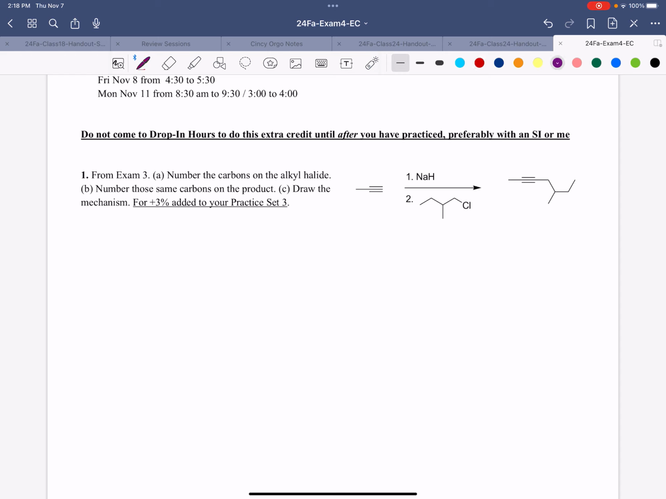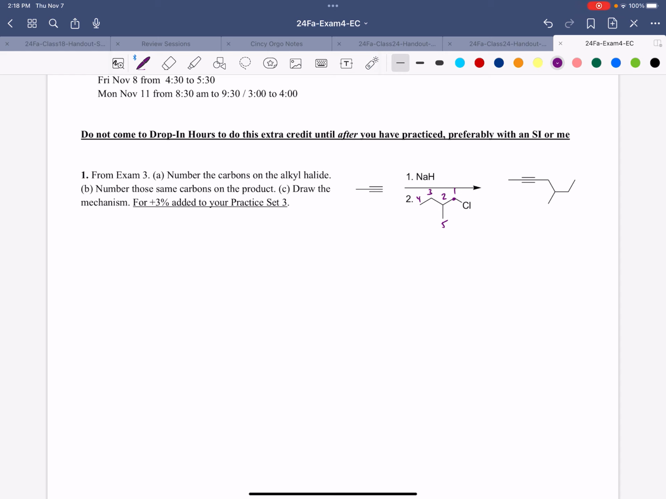Some students were still having difficulty identifying what an alkyl halide is. It's basically a hydrocarbon with a halogen. And here it says to number it. I'll number it from the carbon connected to the halogen: 1, 2, 3, 4, and 5. Look where I put the dot.